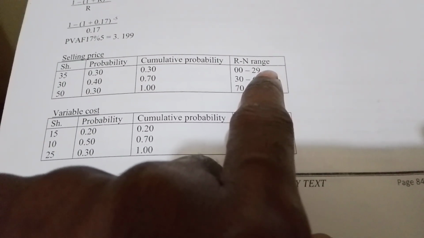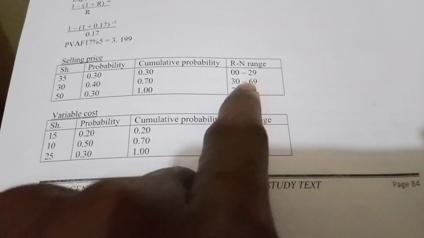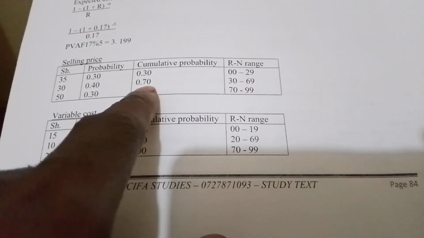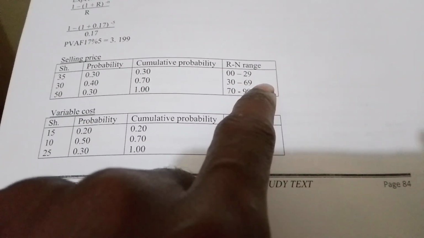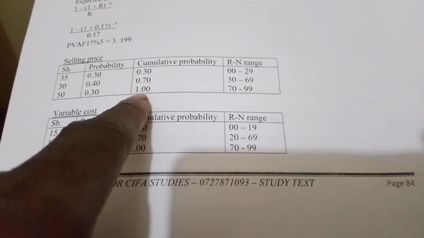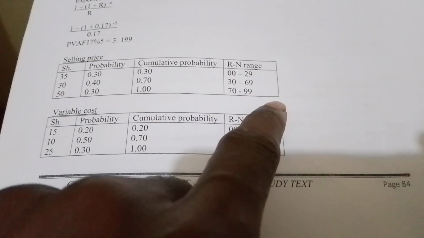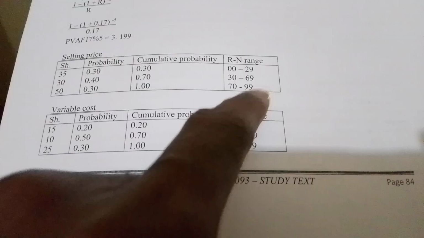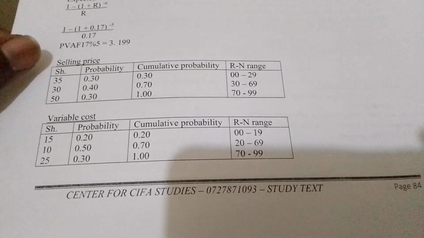Then the second random range number, 29 plus 1 is 30. This is 70, so 70 minus 1, 69. So 30 to 69. 69 plus 1, 70. Now this is 100, so you say 100 minus 1, 99. So these are your random range numbers.